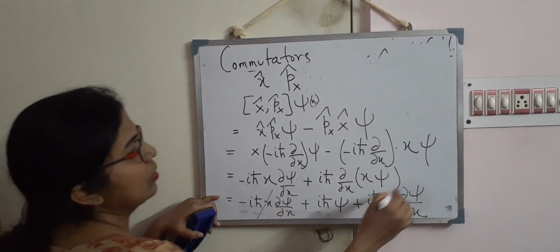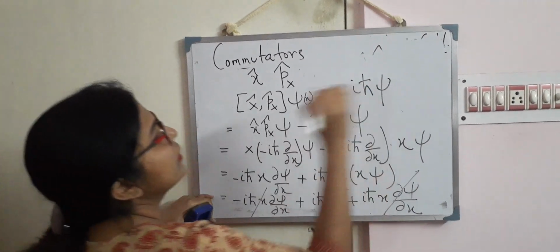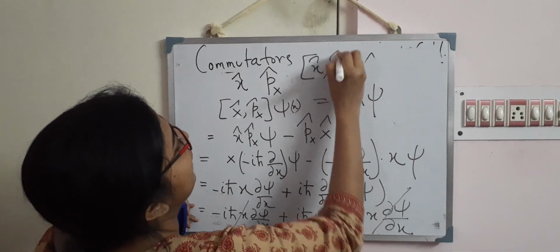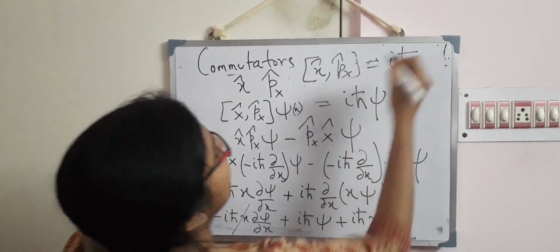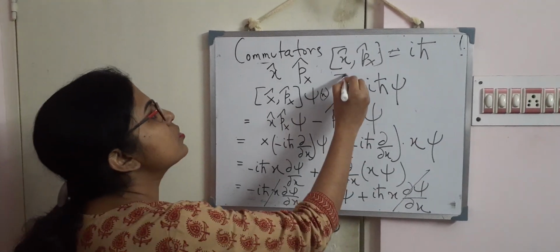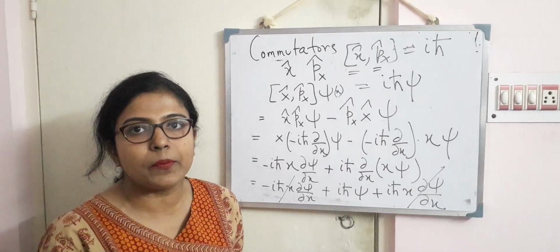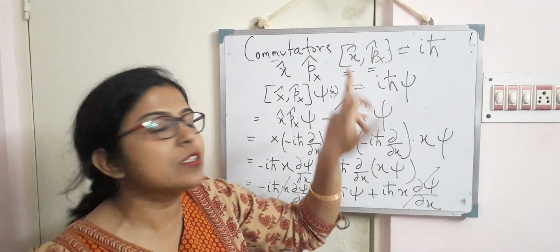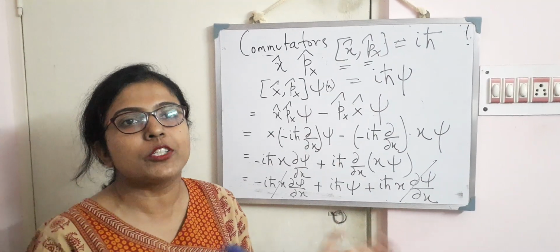So these two will cancel, as you can see, and what is the result that we have got? i h cut psi. So that means the result of x cap px cap commutator gives me i h cut. So it does not give me a zero answer. It gives me i h cut, which shows that these two variables do not commute with each other, and that is why you know from the Heisenberg uncertainty principle that you cannot measure simultaneously the position and the momentum in quantum mechanics. The position operator and the momentum operator do not commute with each other, so they cannot be measured simultaneously.